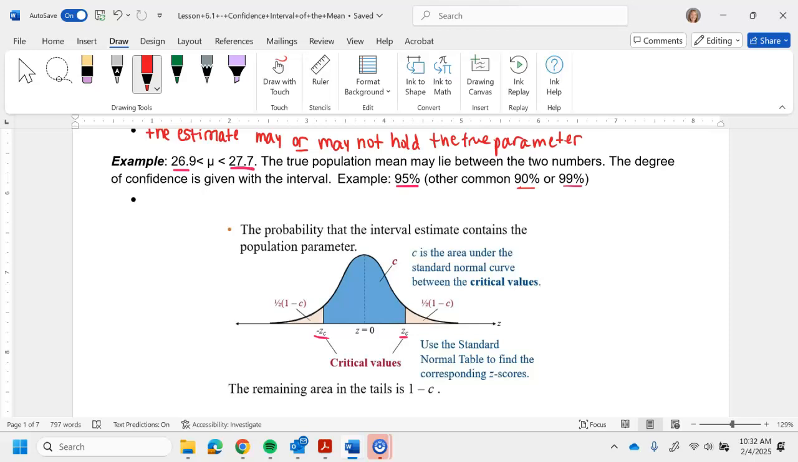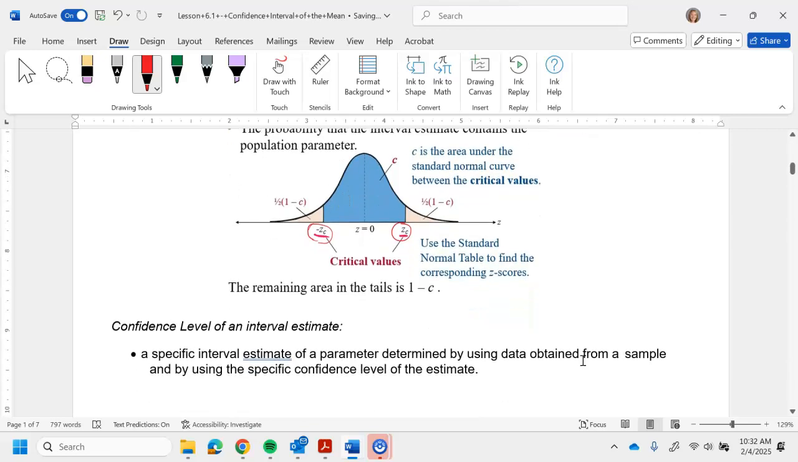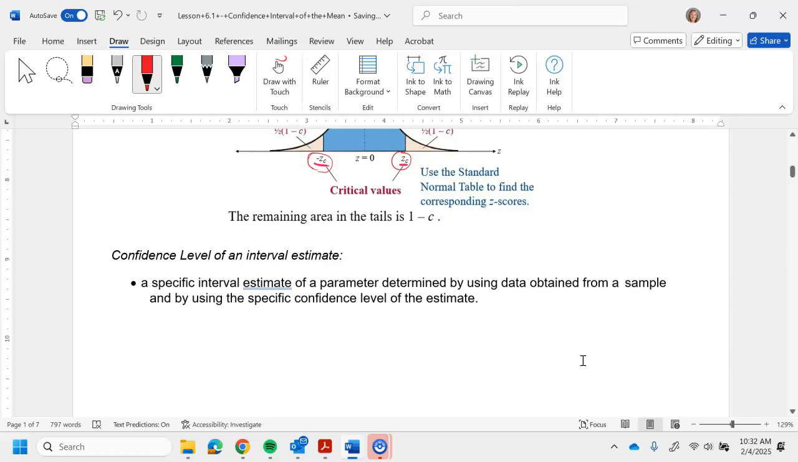So really what we're doing is coming up with critical values here. We'll do it by hand. I have a formula for us to use, but eventually we'll go through and we'll use our calculator. So this is just a little diagram for what we're going to be doing. We're going to be using area under the curve, so what we spent a lot of time doing in chapter 5. So my confidence level of an interval estimate is looking at the probability that the interval will contain the estimate.